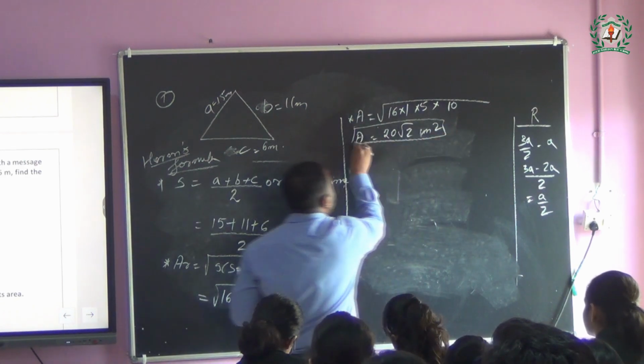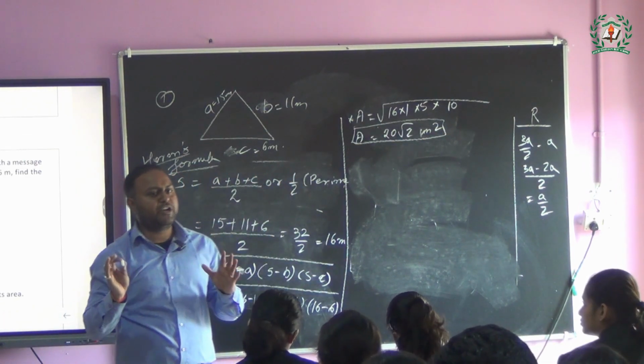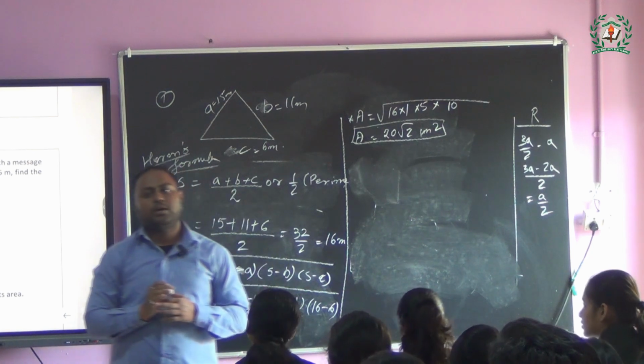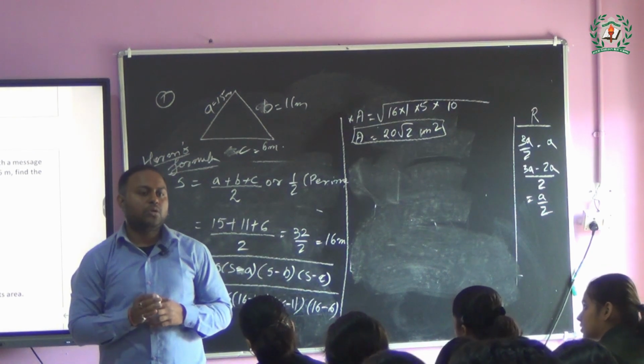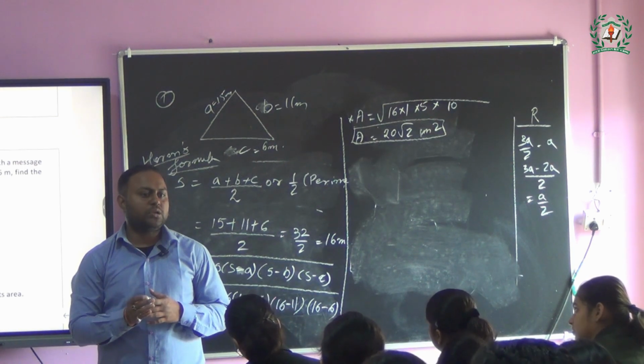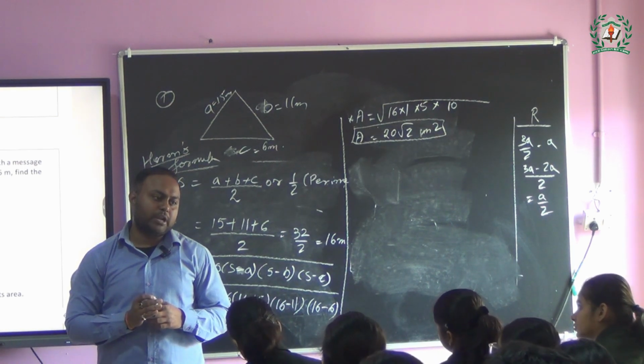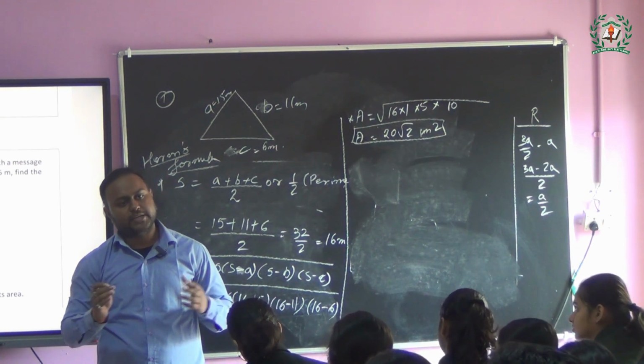So I think everybody hopefully got perfect knowledge of the area of triangles whose sides are known, whose perimeters are known, so we can easily calculate their respective area. Thank you.